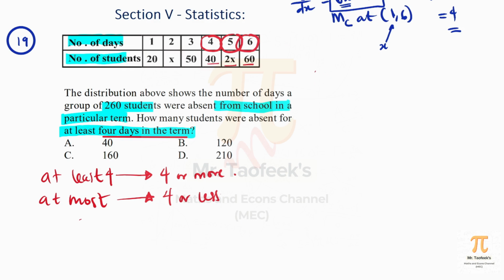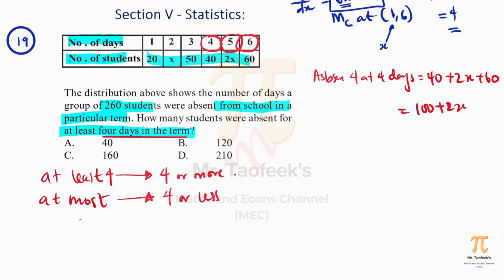So the number of students absent for at least 4 days is going to be 40 students plus 2x plus 60. So this is basically 100 plus 2x. To finally answer this question, we need to know what x is. To find x is very simple because this is the number of students. So the sum of everything here must give us the total number of students.